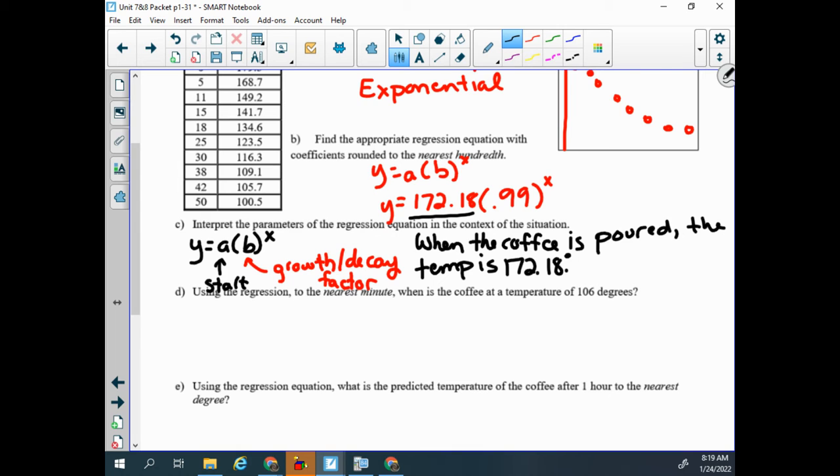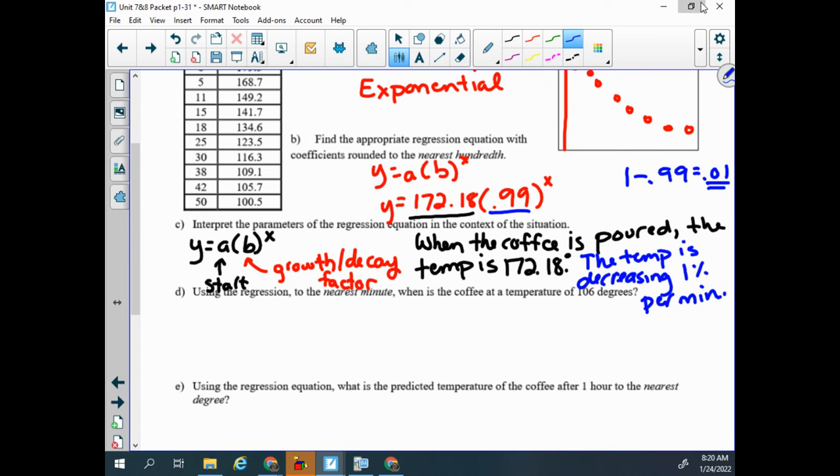So the growth or decay factor, the 0.99, if I do 1 minus 0.99, I get 0.01. Time is measured in minutes, so that means the temperature is decreasing 1% per minute. Now the next one says, using the regression to the nearest minute, when is the coffee at a temperature of 106 degrees? Now pretty soon we're actually going to have an algebraic way to solve this, but for now I'm just going to use a table.